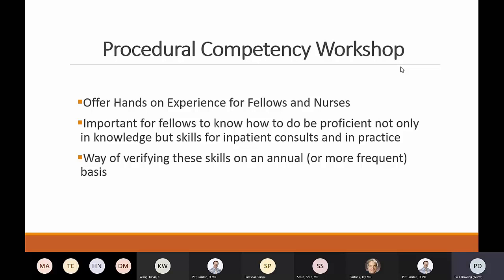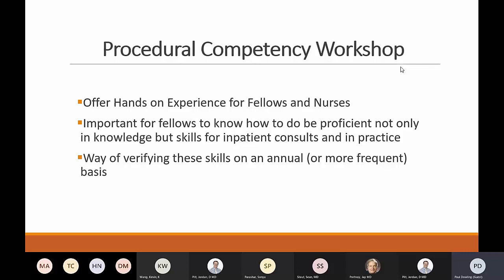Traditionally, we've done procedural competency workshops, usually early in the first year of the fellows' training, after they had a chance to do a number of skin tests. It offers hands-on experience for fellows and nurses. Nursing staff have done that in the past as well.